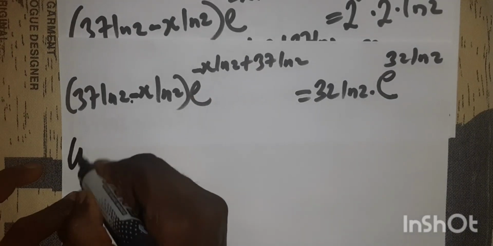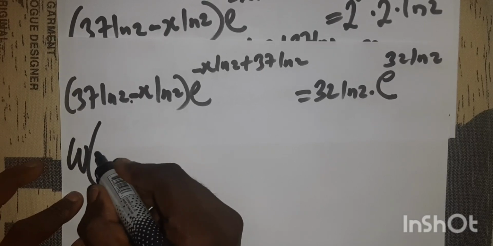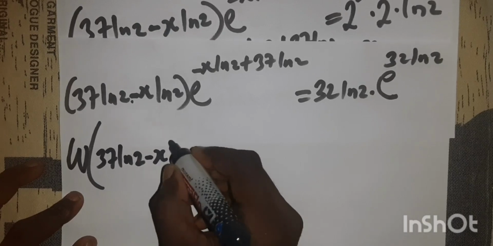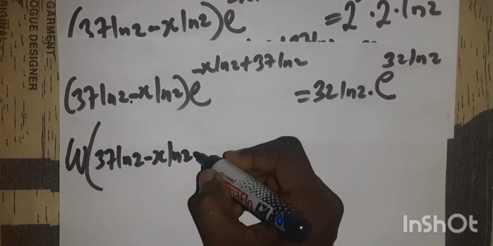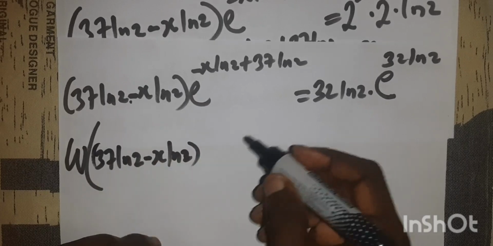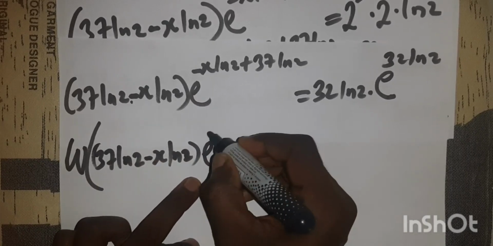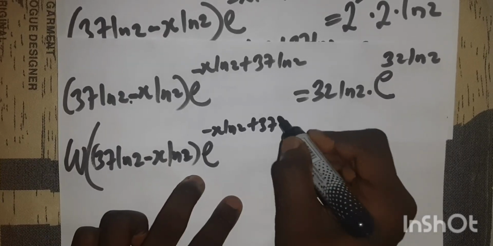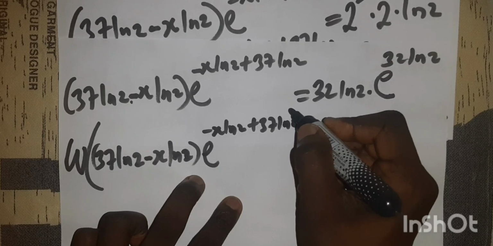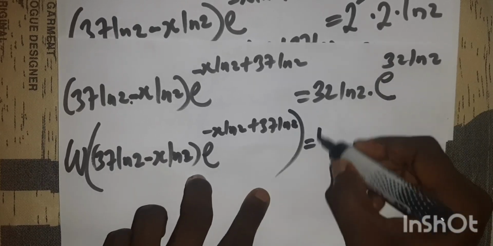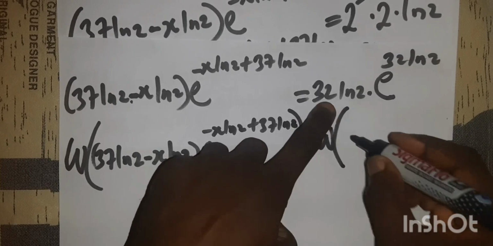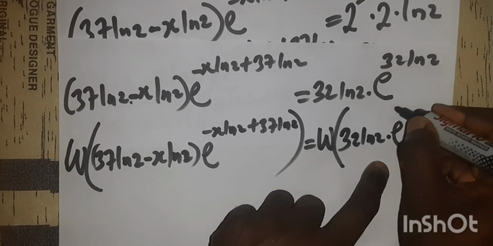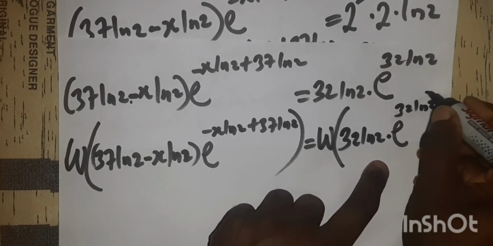So let me do that now carefully. So apply my W on both sides, W into 37 ln of 2. I have to squeeze that in, minus x ln of 2, then times, let me put a smaller bracket, times e minus x ln of 2 plus 37 ln of 2, then close the bracket, equals to, apply the same rule here, the Lambert W function or product log of 32 ln of 2 times e raised to the power 32 ln of 2, close the bracket.